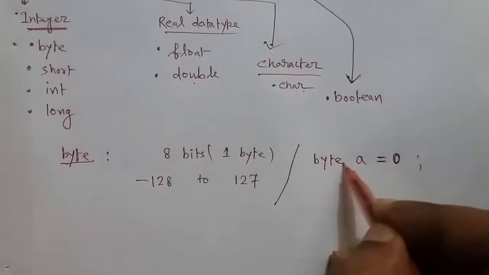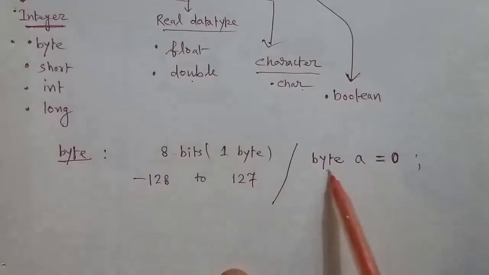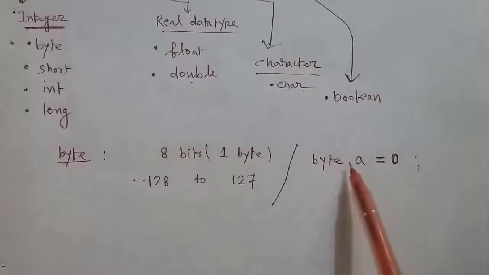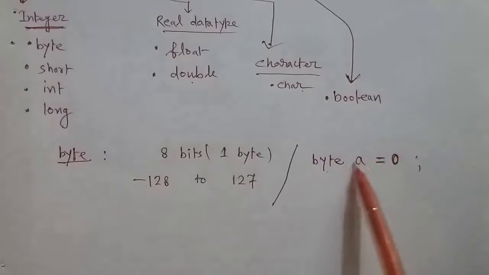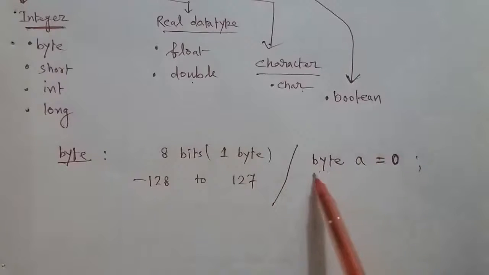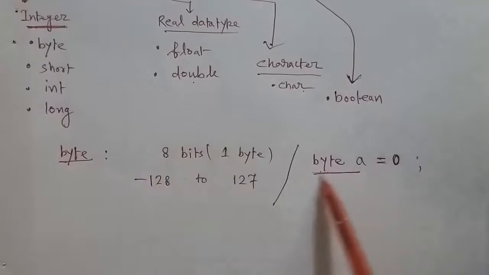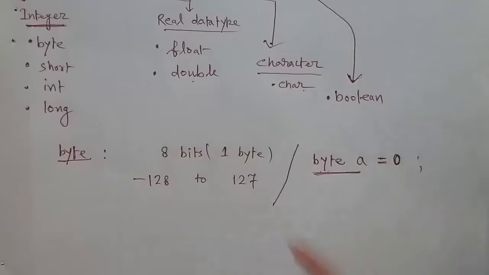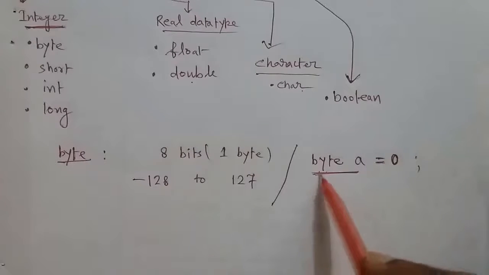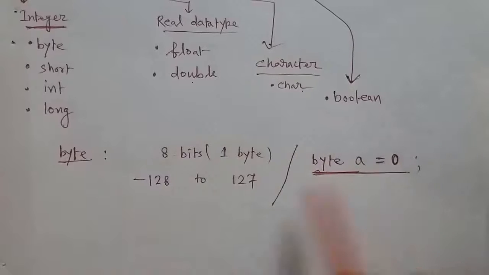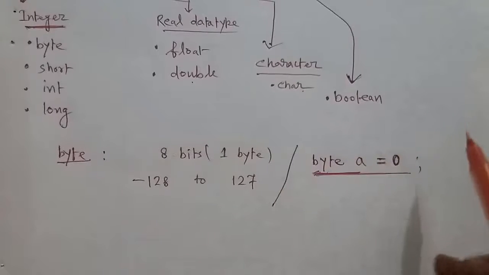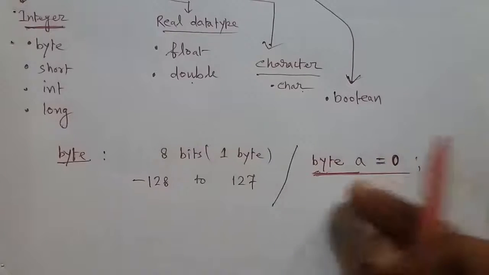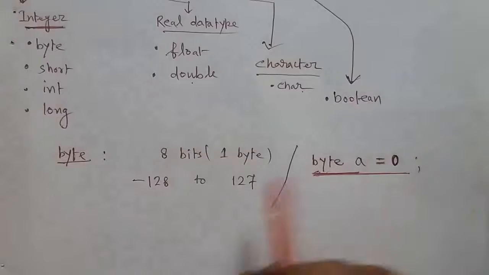So whenever I write this, it is known as declaration with initialization. Declaration means specifying the data type of a variable on the left hand side. So up to this part is declaration, and then equal to 0 is known as initialization. When I write byte a equals to 0, I am giving one initial value to this variable. The first value that is assigned to a variable is known as the initial value.